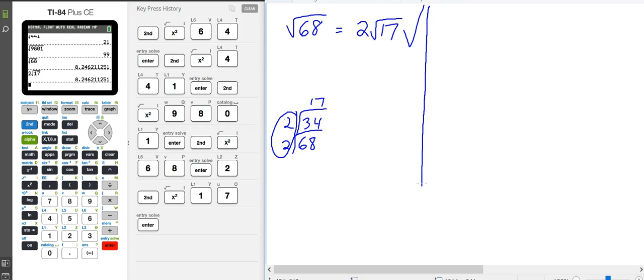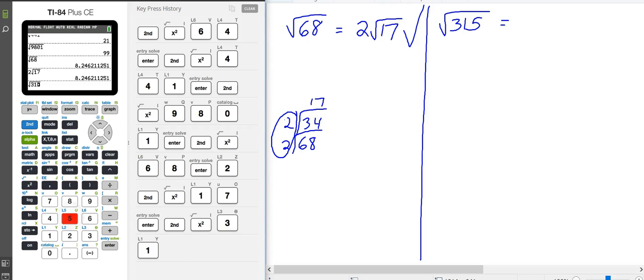Let's try another one. Let's say you have the square root of 315. Is this a perfect square? Try it on your calculator. Square root of 315. This is not a perfect square. There's no whole number that we can multiply by itself to give us 315.